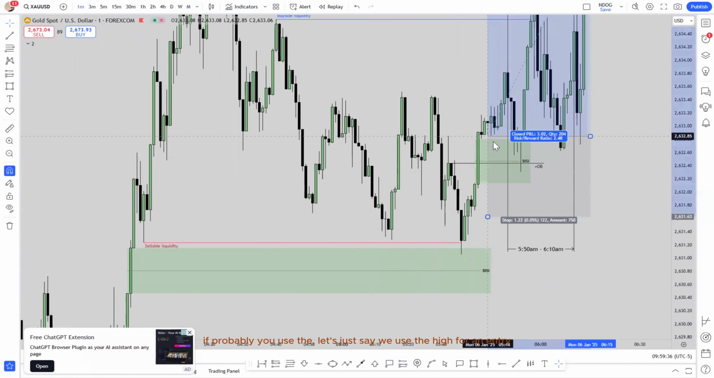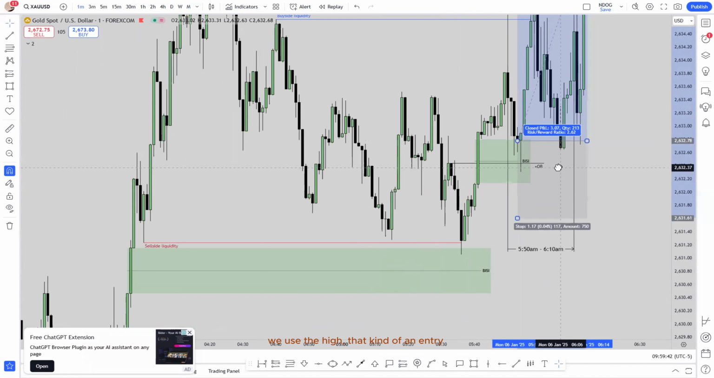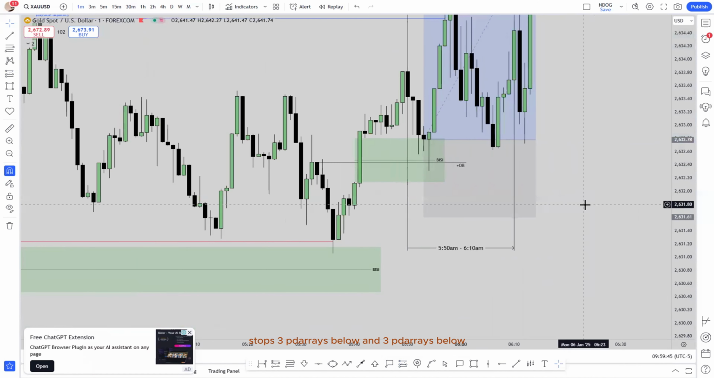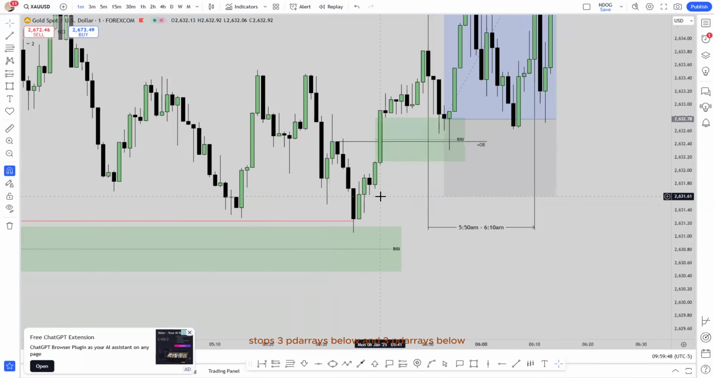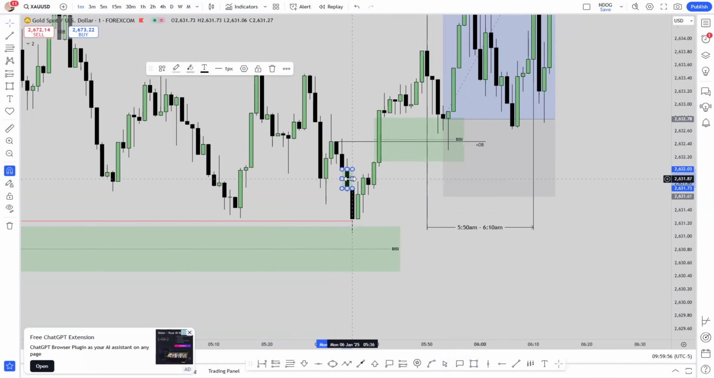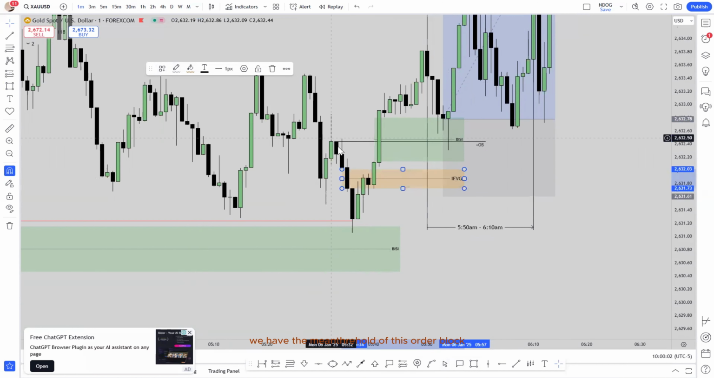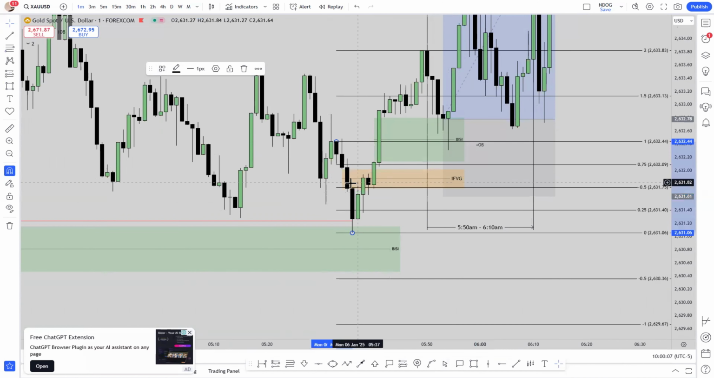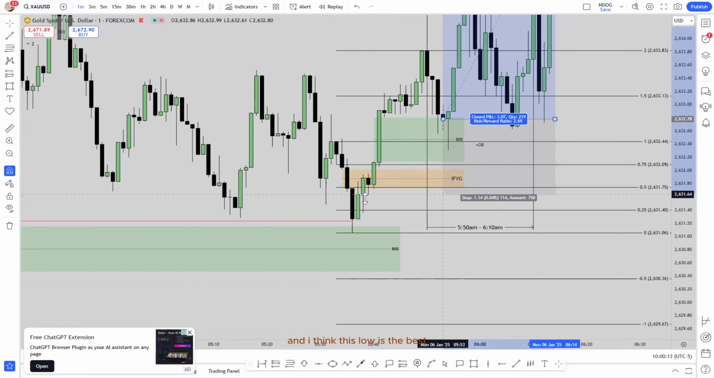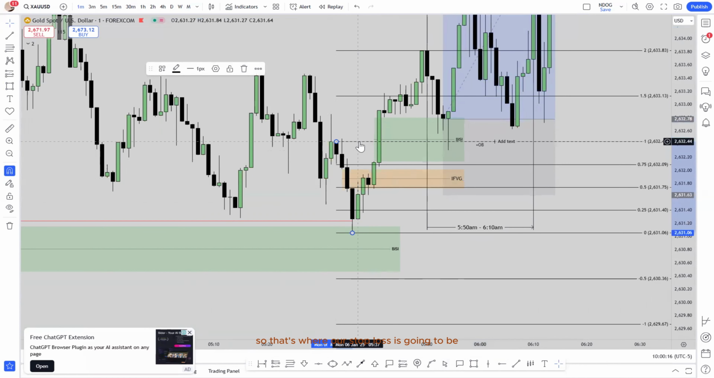If probably you use, let's just say we use the high for an entry, we are placing our stops 3 PDRAs below, and 3 PDRAs below is just this BC right here. We have this inverse fair value gap right here. I'm going to take those out, and we also have the main threshold of this order block, which is the midpoint right here, and we're just going to place our stop loss below that. And I think this low is the best, so that's where our stop loss is going to be.